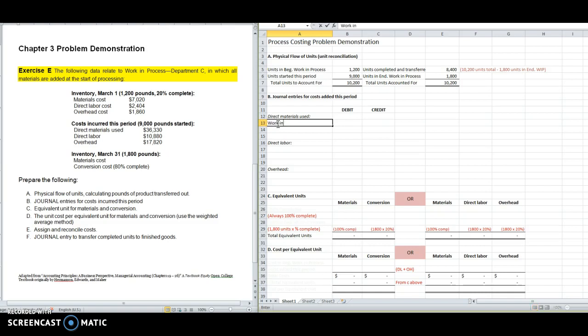So for direct materials, we're going to debit work in process inventory. The amount is 36,330. And direct materials, that is not an account. It comes out of materials inventory or raw materials inventory. Either one is perfectly fine, and the amount should be the same. The debit should always equal the credit. For our direct labor, it also goes into work in process. The amount given in the problem is 10,880. Direct labor comes from factory payroll, or you could use wages payable. Either one would be fine there as well.